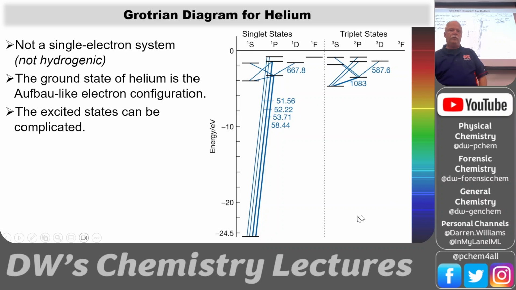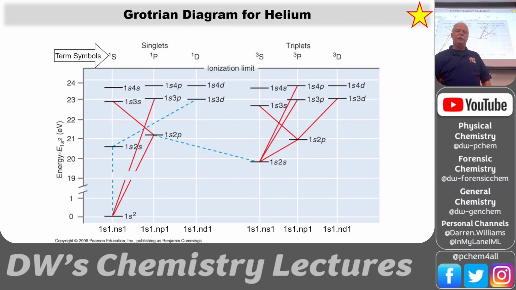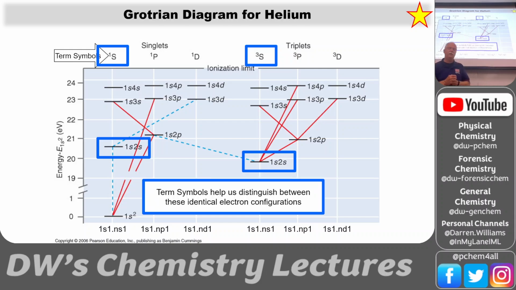And so for helium and everything more complicated than helium, we have multiple electrons. We could have these paired and unpaired electrons. We could have triplet and singlet states and so on. And we can organize the Grotrian diagram based upon the spin states of the electrons and what orbitals those unpaired electrons are in. So that's where we get these things called term symbols. They're all over the Grotrian diagrams. And it's a way for determining the difference between these identical electron configurations.